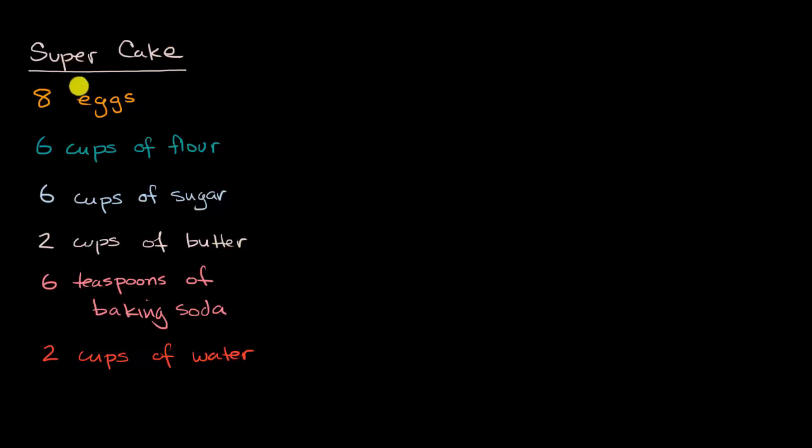So right over here, we have the recipe for super cake, which you want to make for your guests that are coming over for dinner tonight. But this recipe right over here is for 32 people. This would serve 32 folks. But you only have 16 guests coming over. So if you only have 16 guests coming over, what should be your ingredients here? Or how much of each of these ingredients should you have?